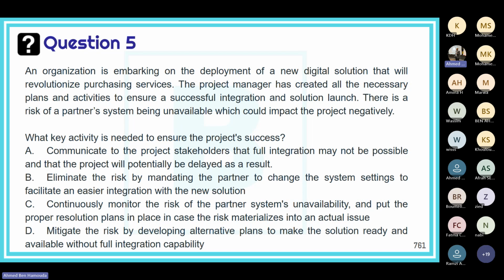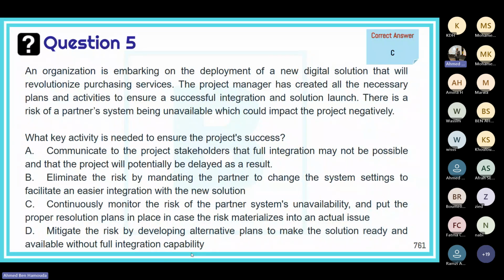Continuously monitor the risk of the partner system unavailability and put the proper solution plans in place in case the risk materializes into an actual one. I like this one, actually, it's good. Mitigate the risk by developing alternative plans to make the solution ready and available without full integration capability. I like the answer C better, actually.